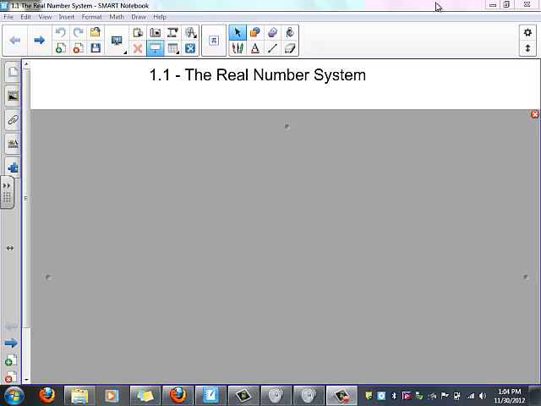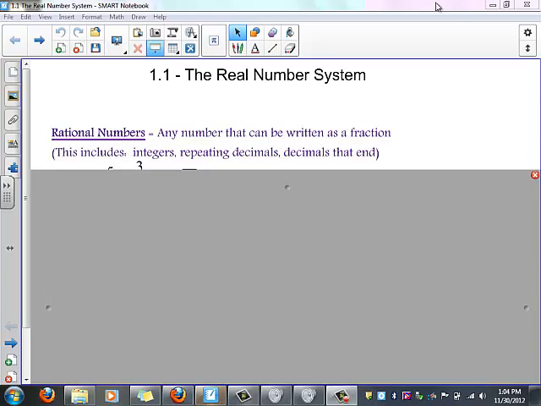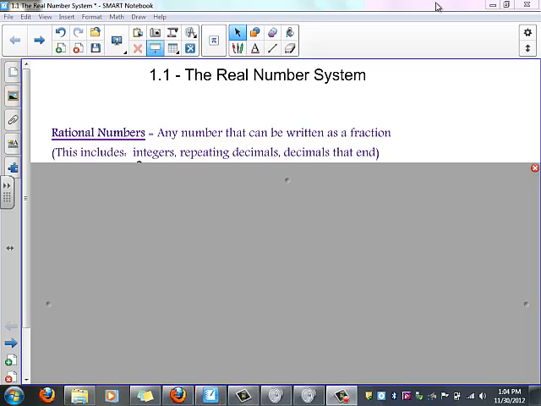Alright, so we're going to start by talking about the real number system. This is section 1 of your notes. There are a lot of definitions at the beginning. The only one we're going to go through on here, though, are rational numbers.